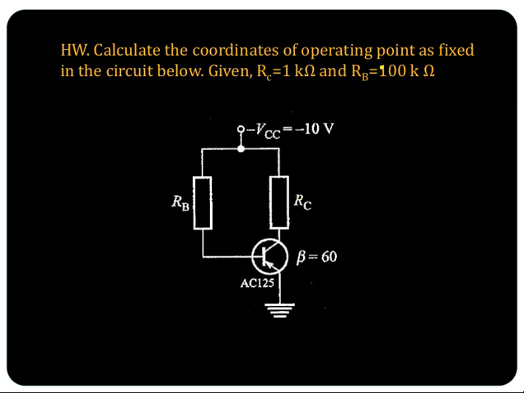Calculate the coordinates of operating point as fixed in the circuit below. Please take down this question as a homework. So this is similar to the first question. It is just that the transistor is changed to PNP. Solve this and find out the operating points for this.